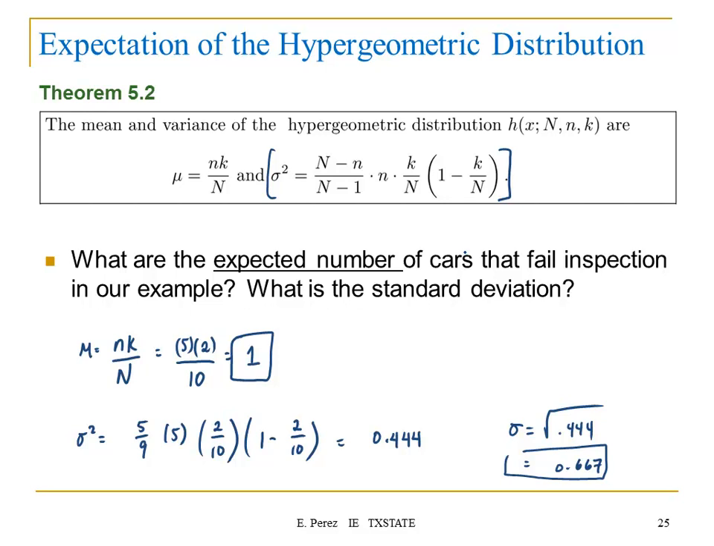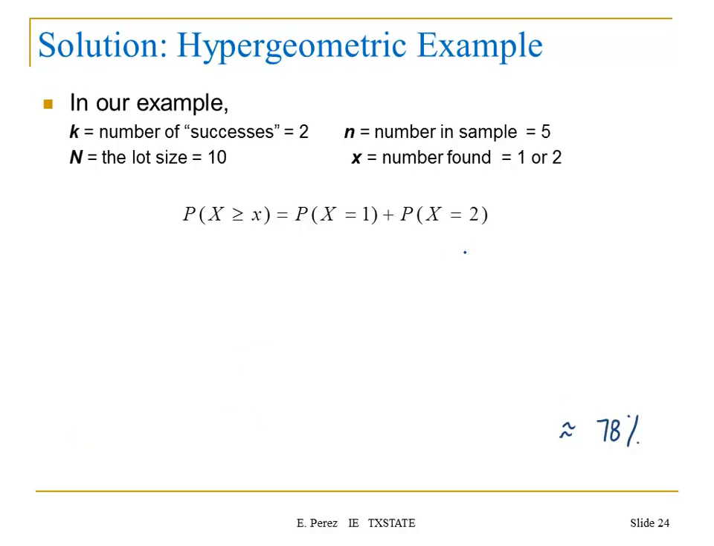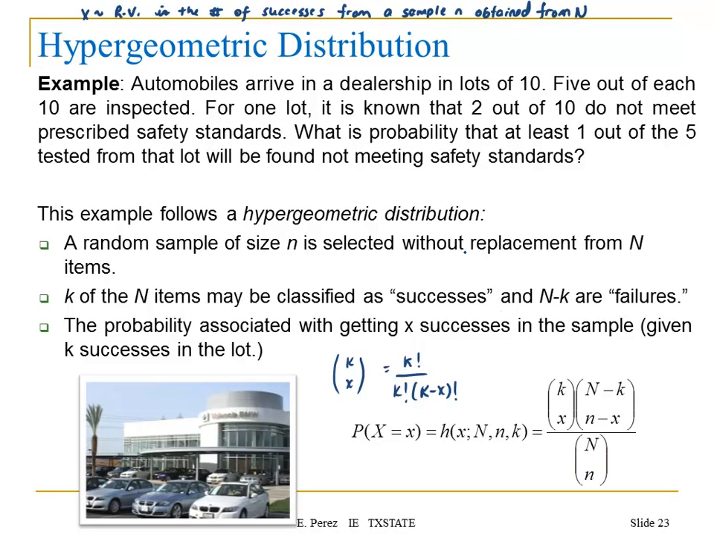Okay. This is based again on the problem. So we know that 2 out of 10 do not meet the prescribed safety standards. So we are categorizing those automobiles that do not satisfy these standards as our successes. Okay, so we know from the data that out of the 10, 2 of them are not passing the standards. So those are classified as our successes. Good question. Any other question?